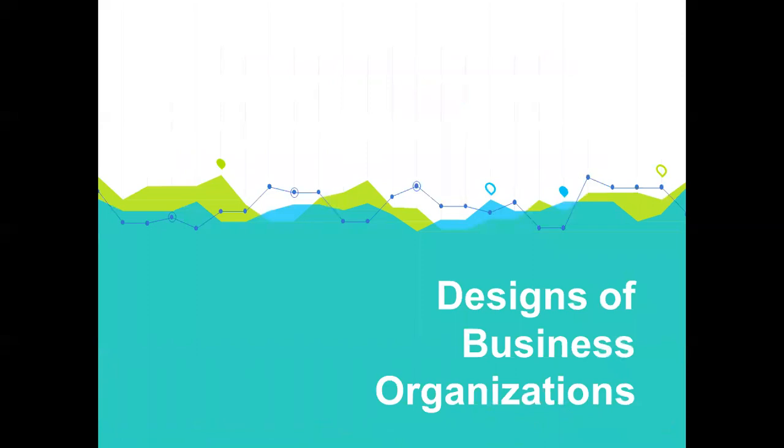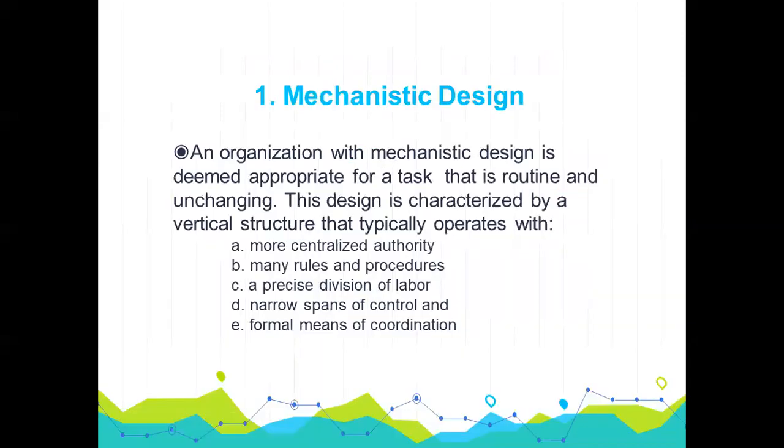Designs of business organizations. For mechanistic design, an organization with mechanistic design is deemed appropriate for a task that is routine and unchanging. This design is characterized by a vertical structure that typically operates with more centralized authority, many rules and procedures, a precise division of labor, narrow spans of control, and formal means of coordination.